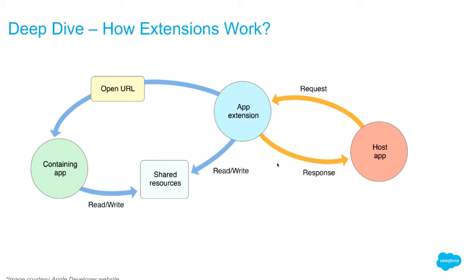To elaborate further, the way it works is the host app sends out a request to the extension. The app extension typically invokes the containing app using a URL and an NSURLRequest. And then the containing app actually reads or writes whatever it needs to in a shared resource, which is accessible both to the extension and the containing app. It reads the data out of that shared resource and then responds to the host app. So the host app itself is oblivious to the fact that there is something going on between the app extension and the containing app as well.